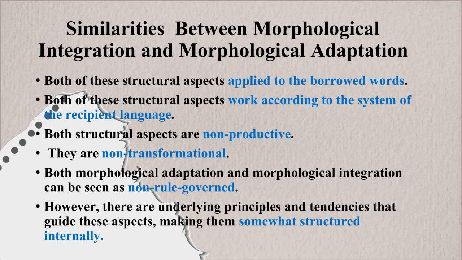Both morphological adaptation and morphological integration can be seen as non-rule governed, because they can involve variability, speaker creativity, and contextual factors that influence how words are adapted or morphemes are integrated. However, there are some underlying principles and tendencies that guide these structural aspects, making them somewhat structured internally. They are not entirely devoid of rules. Rather, they operate within a framework that allows for variation and adaptation while still adhering to certain linguistic norms.